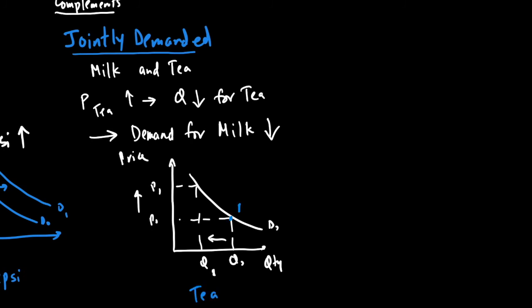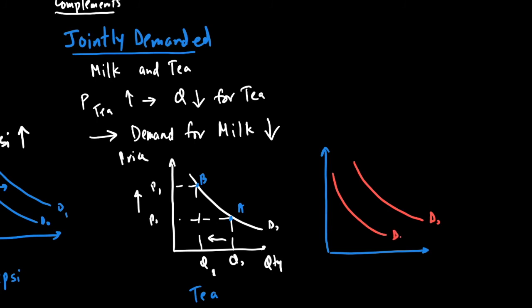You can see there's a movement along the demand curve happening here. Price is going up, I'm buying less of the good. As a result of this, the demand for tea will fall from D0 to D1. So the demand curve is shifting backward. Make sense? So this is your milk market.